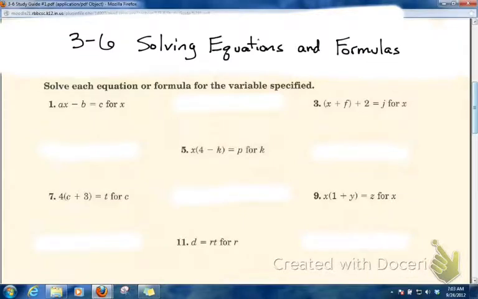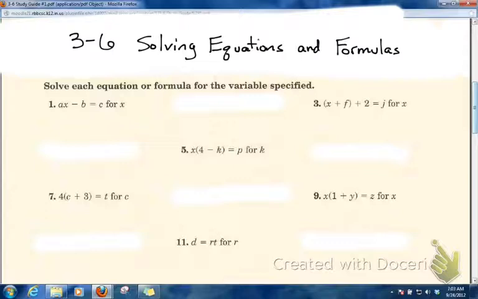Okay, this is the video lesson for solving equations and formulas. What you need to keep in mind in this section is that you are going to apply the same steps that you would in solving any equation, being that you will try to undo what is happening to the variable you're trying to solve for.